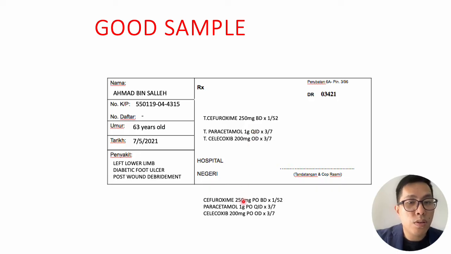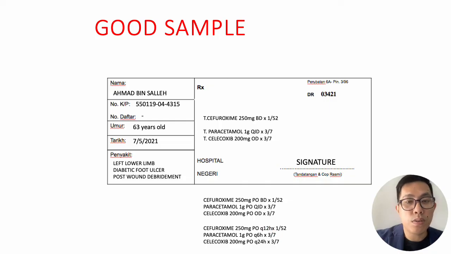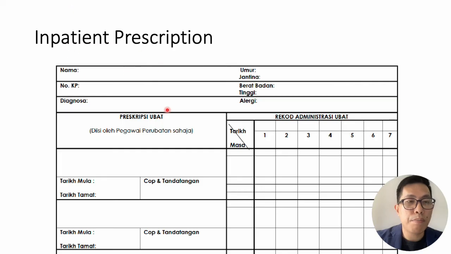It is also acceptable for you to write like this, includes per orally, or you use the Q hourly system, which is also correct. Don't forget your signature and CHOP. So this is a sample of inpatient prescription. You write your patient's name, their IC number, their diagnosis, their details. This is where you put your prescription details, and then you write your tarikh mula. Tarikh tamat should be only written when you off the medication, and then you sign and CHOP.